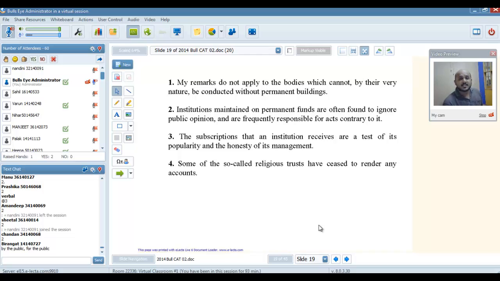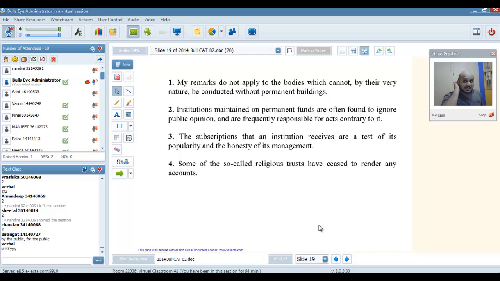It states the subscriptions that an institution receives are a test of its popularity. There is no talk of subscriptions. Nobody is opening up a subscription and telling people to come and pay. These are institutions maintained on permanent funds. What kind of funds are we talking about? We are talking about government funds. There is no subscription of any kind. Third is a tempting answer option, but is an incorrect answer option. I hope the guy with the name verbal is clear with the option.